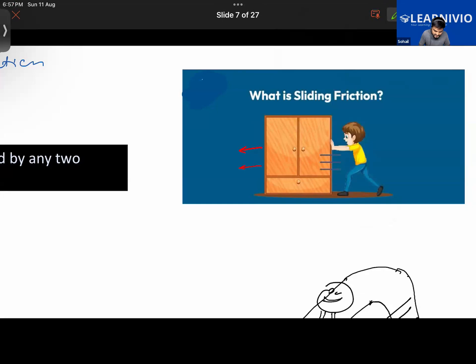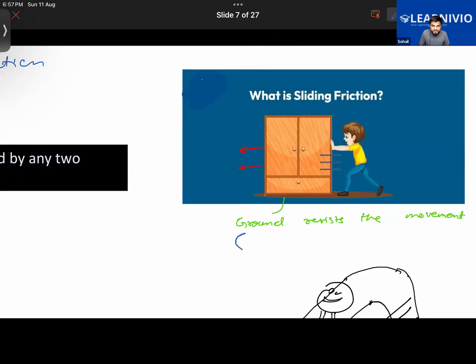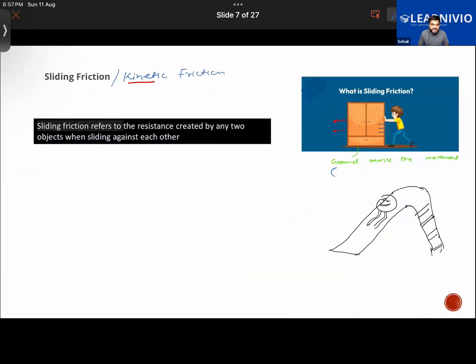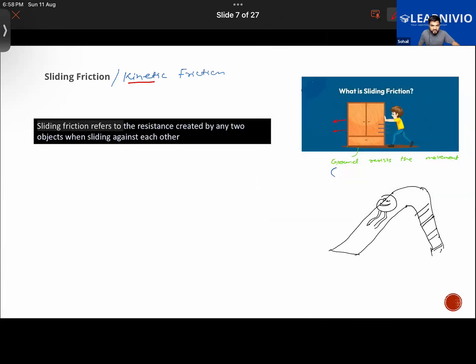The ground resists the movement. The ground basically offers friction. Friction is generated over here. So sliding friction is the type of friction that is generated whenever one object is sliding over another object. I hope this topic is clear to everyone. If anyone has a doubt in this, please let me know.